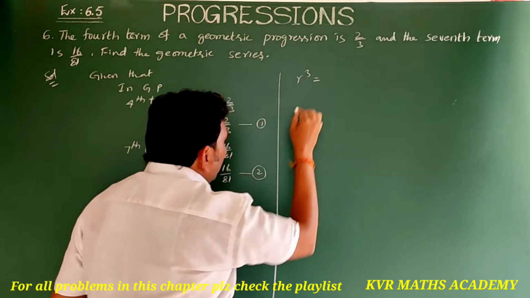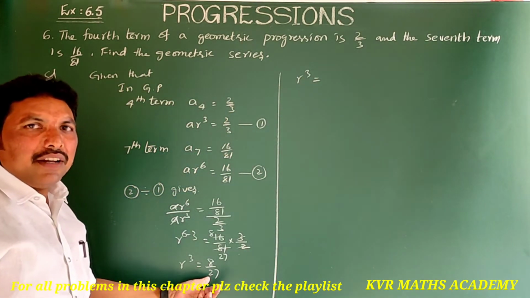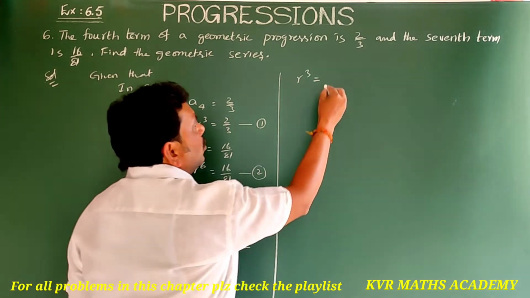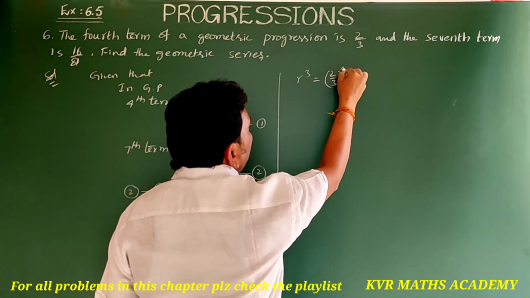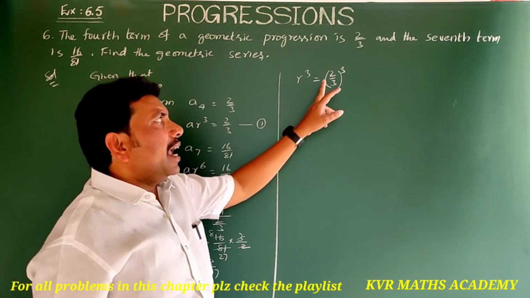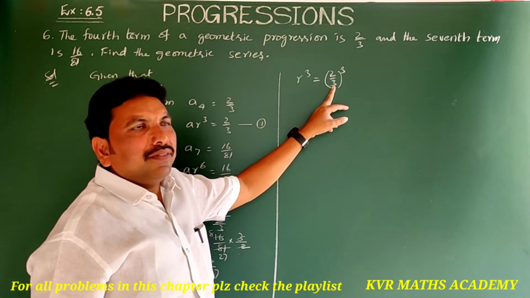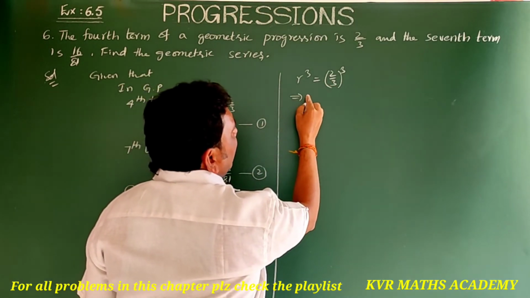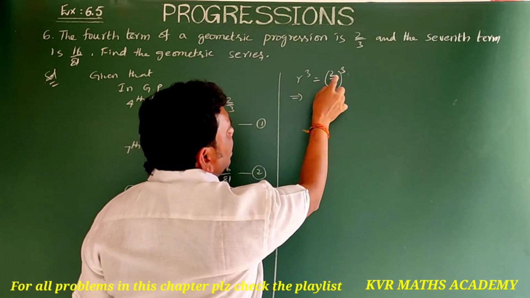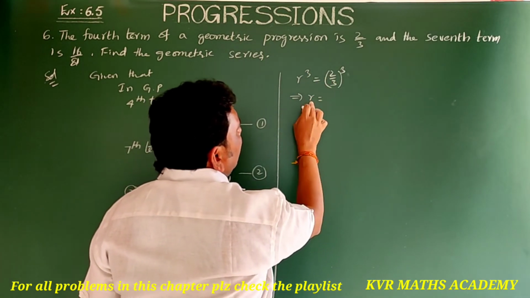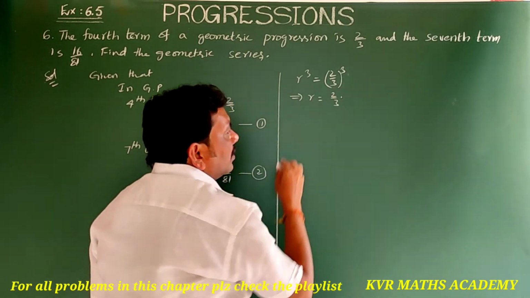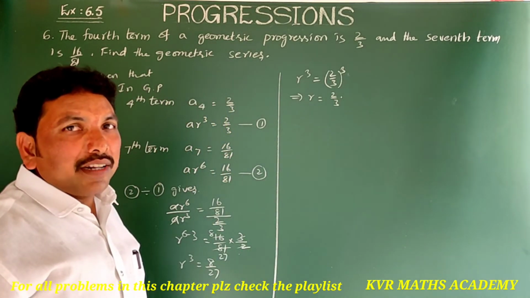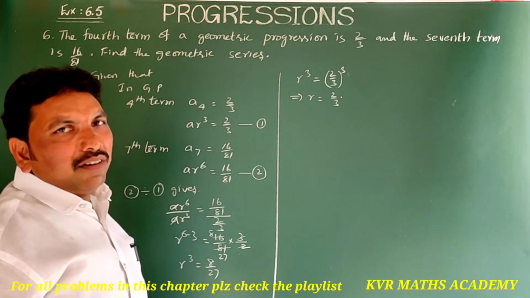r cube is equal to 8 by 27. How can you write this? It is 2 by 3 whole cube, because 2 cube is 8 and 3 cube is 27. Here, when the powers are equal, the bases are also equal. So r is equal to 2 by 3. The common ratio r is equal to 2 by 3.